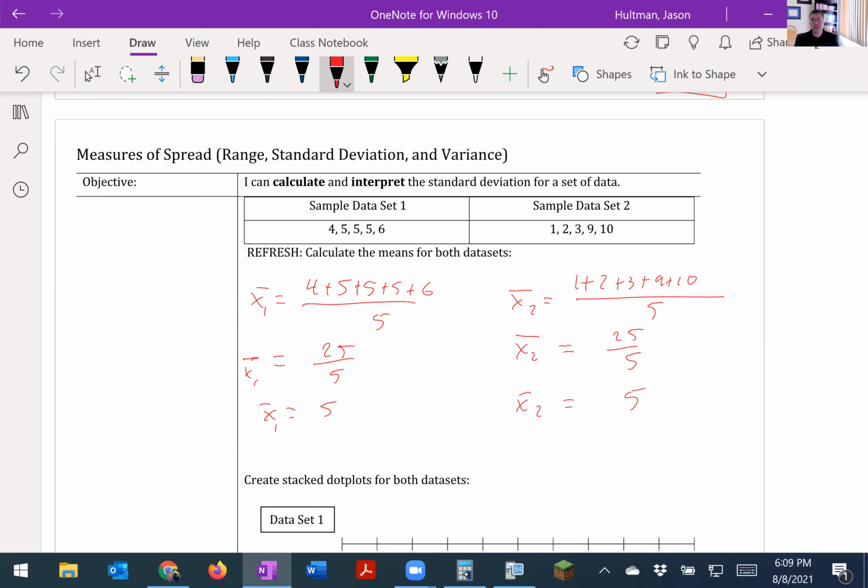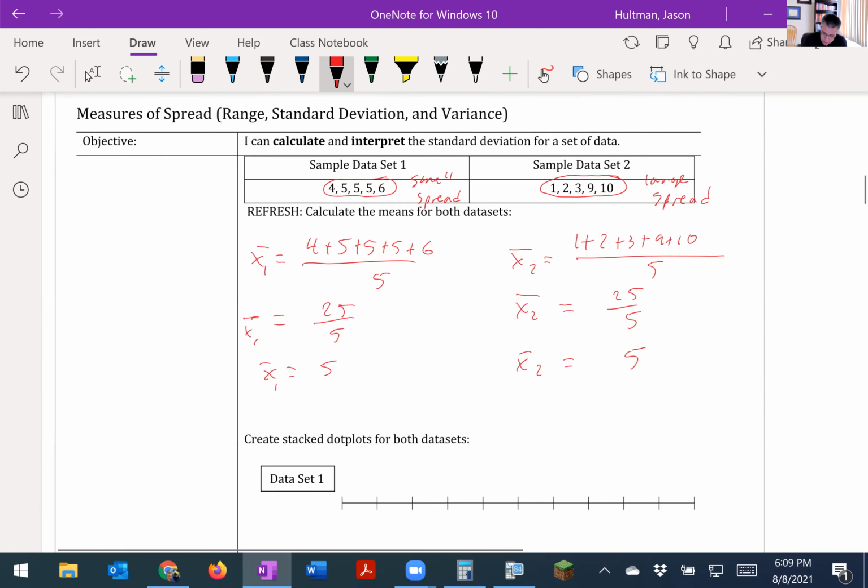Okay, so we ended up with the same mean, which is interesting. Okay, but they're not the same data. One is very close together. This has what we call a small spread. And the other one is pretty far apart. We've got 1 to 10 here, and this is a large spread.